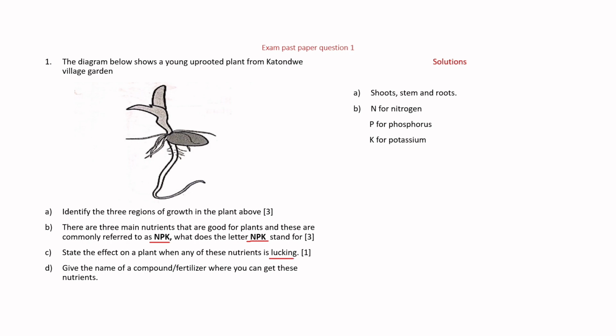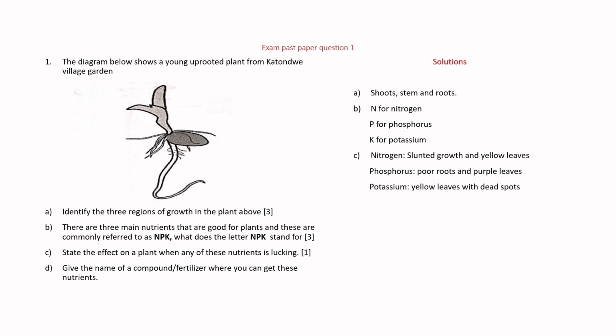Question C is related to question B. Question B says we have these nutrients: nitrogen, phosphorus, and potassium. Question C now says, suppose nitrogen is lacking, what will happen to the plant? Suppose phosphorus is lacking? Suppose potassium is lacking? When nitrogen is lacking, the plant will have slanted growth and yellow leaves. When phosphorus is lacking, the plant will have poor roots and purple leaves. When potassium is lacking, the plant will develop yellow leaves with dead spots. Then you have answered question C.